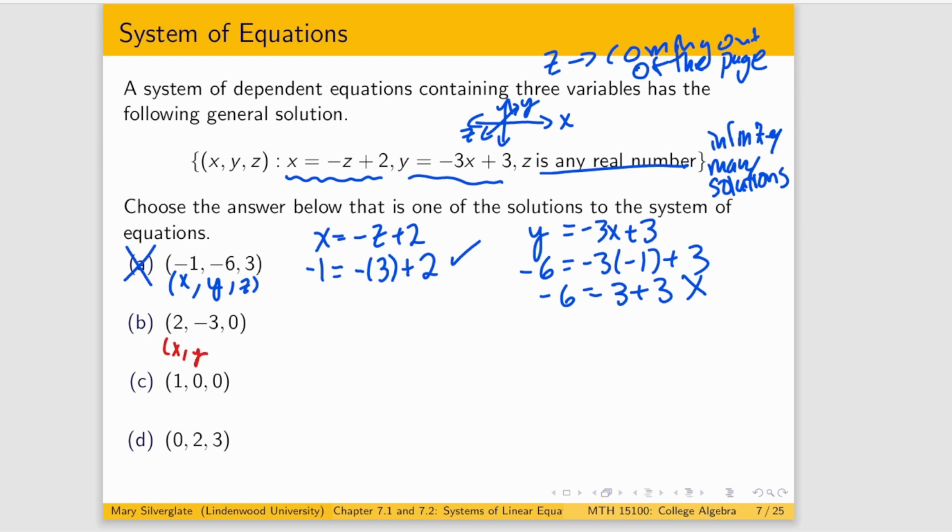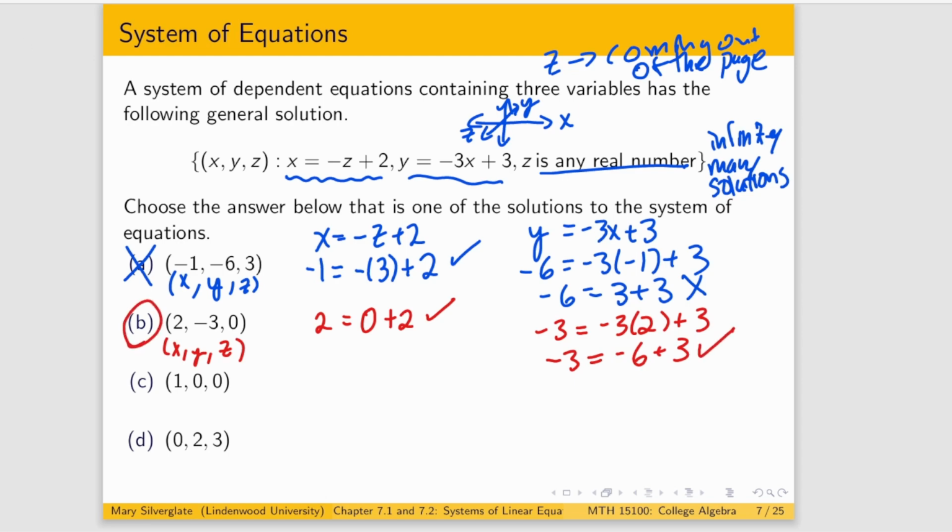For the second point, it's again going to be helpful to label x, y, and z. In this case, x is 2, z is 0, negative 1 times 0 is still just 0. 2 does indeed equal 0 plus 2, so we're good there. And then for the second equation, we're plugging in negative 3 for y, we're plugging in positive 2 for x, negative 3 times positive 2 is negative 6, and negative 3 is indeed equal to negative 6 plus 3. So that one does work.